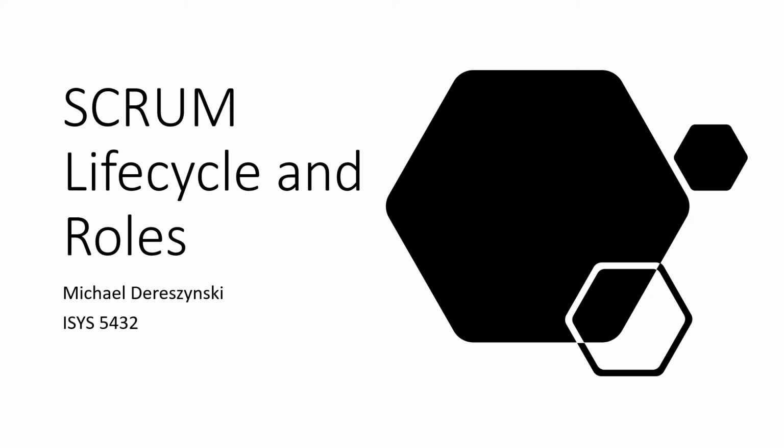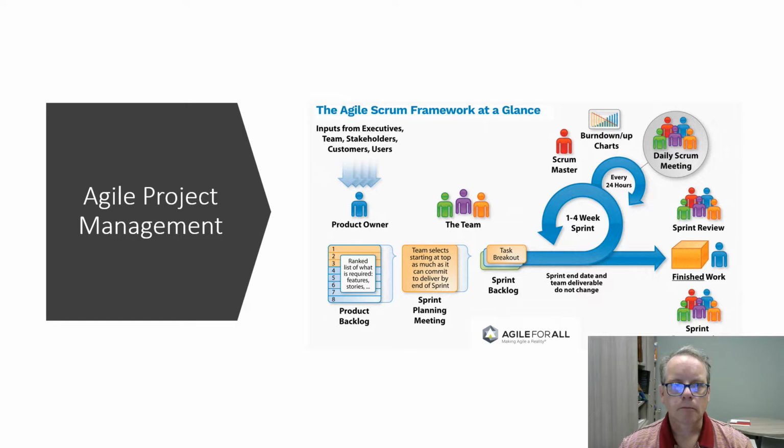This lecture is about the Scrum Lifecycle and the roles involved. Scrum is one implementation of the Agile Project Management Framework. We've seen this picture previously, which shows the general approach of an Agile project, in particular, a Scrum project, showing the different roles, stages, and deliverables during the project.